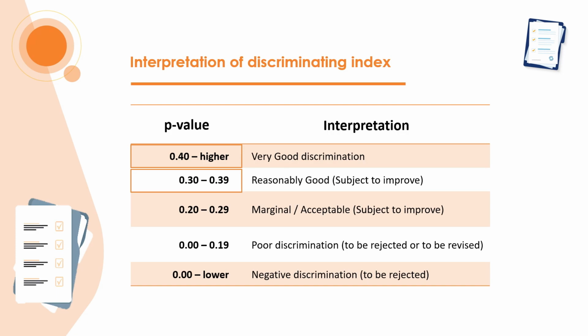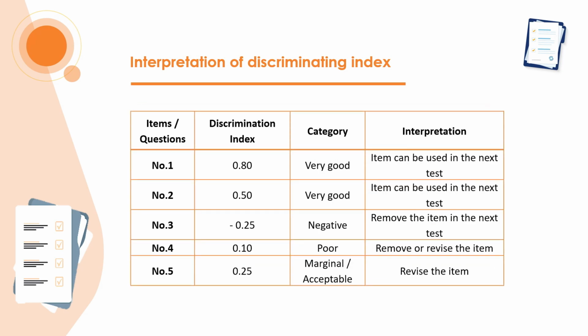Meanwhile, items with a value of 0.20 to 0.29 are marginal or acceptable items. These items can be used in the next test, but some improvement needs to be done. Items with a value of 0.0 to 0.19 are poor items. These items should not be used in the next test or should be revised before the next test. Lastly, items with a value below 0.0, or negative discrimination, should not be used in the next test or should be rejected.